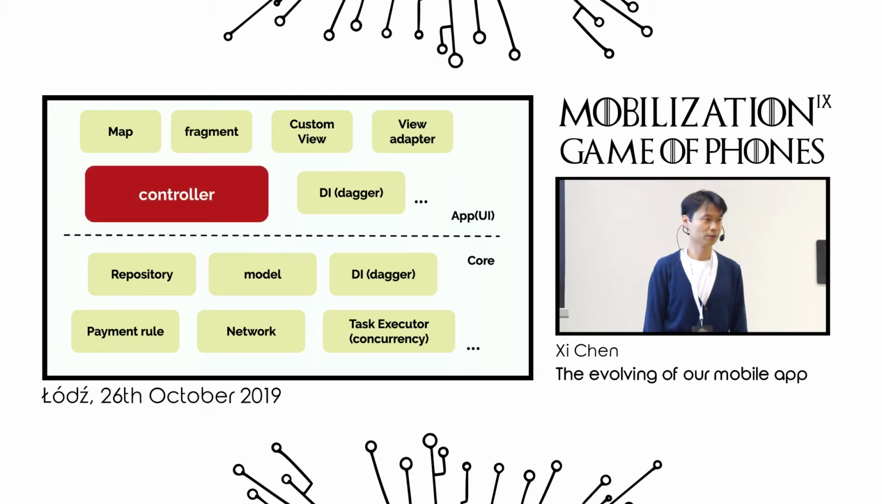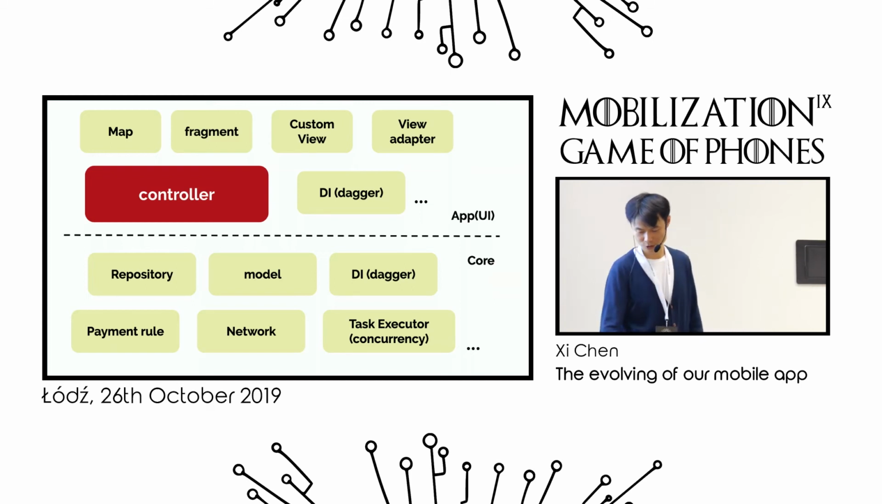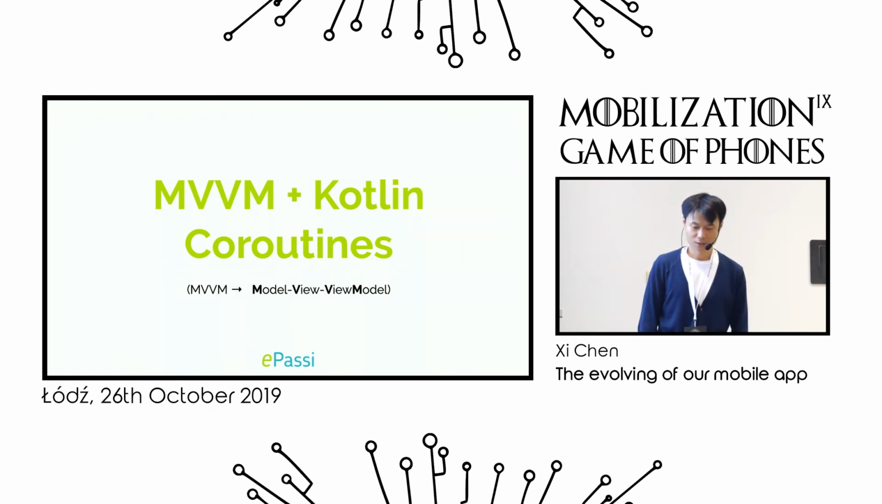The controller is bloating. There is a lot of logic there. The view and the controller are tightly coupled. It makes the code untestable again. We don't want to end up with, like, the old project where we don't have testable code. So we have to address this issue. Then this is the thing that came to rescue us: MVVM and Kotlin coroutines.